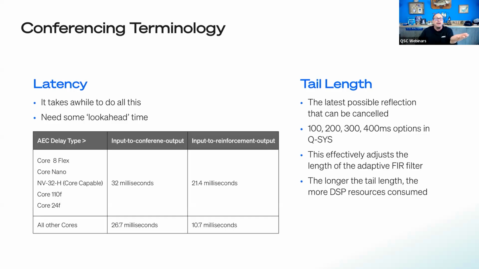I don't recommend that unless the room is really well acoustically treated. There's not a lot of reflections, and you've got microphones right at people's mouths, things like that. 200 is what they're set to by default, but we have the ability to go to 300 and 400 millisecond options for when you have really reflective spaces or really large cavernous spaces.